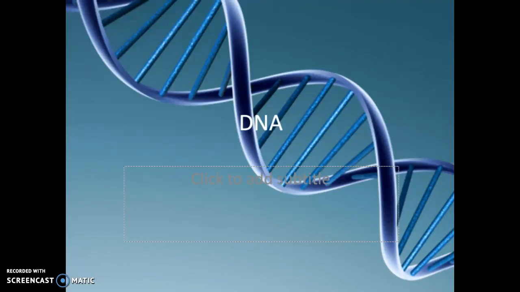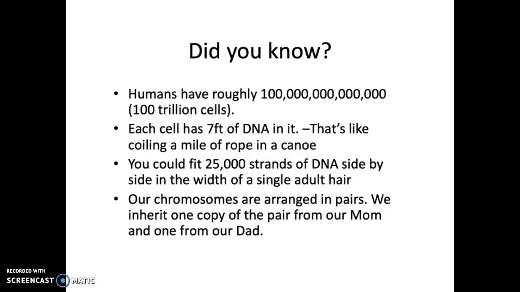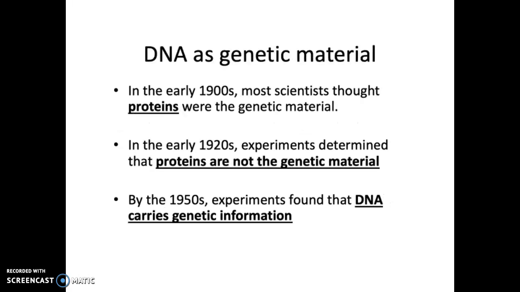Okay, this is the DNA unit. Here are some fun facts about DNA. Each cell has about 7 feet of DNA, and of course, chromosomes are arranged in pairs, as we've been talking about. At first, in the early 1900s, scientists thought that proteins were genetic material. They had done some experiments, and they just really did not think that nucleic acids were diverse enough to account for all of the traits that humans have.